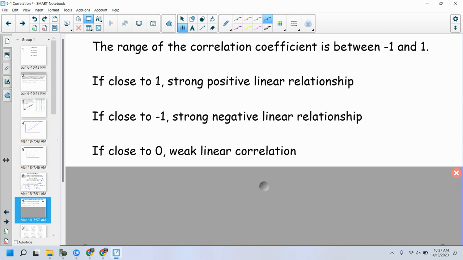The closer you get towards 0, the weaker the correlation gets. If a correlation coefficient comes out to be 0, it is perfectly spread apart, perfectly scattered. No correlation.